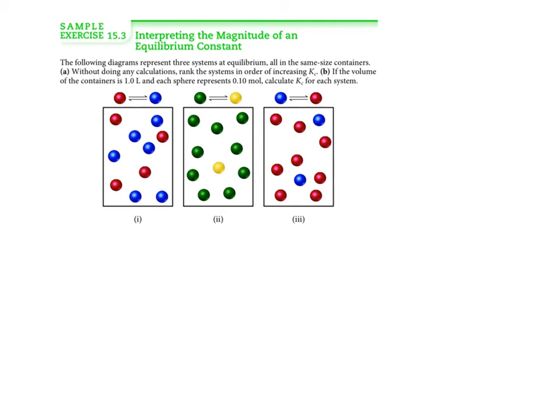So that's just for A. So let's look. In A, our products are blue. So we have 1, 2, 3, 4, 5, 6 blue over 1, 2, 3, 4 reds. That's our K.